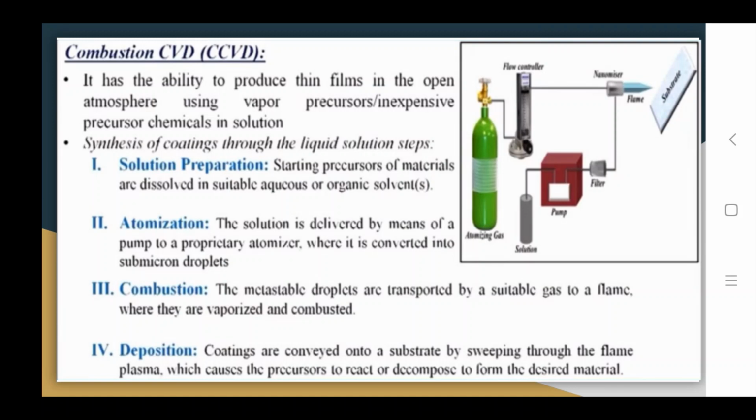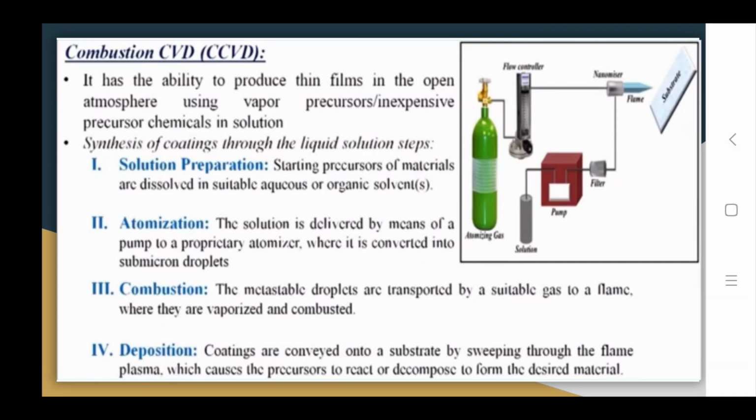The solution is delivered by means of a pump to a proprietary atomizer, where it is converted into submicron droplets. Here we are giving a high force of gases, so through these gases the solution in liquid form is coming to small bubble form and then directly towards this film structure. Then it is giving a certain kind of combustion at that particular junction, and then that film is directly falling onto the substrate and making a certain kind of coating over there.